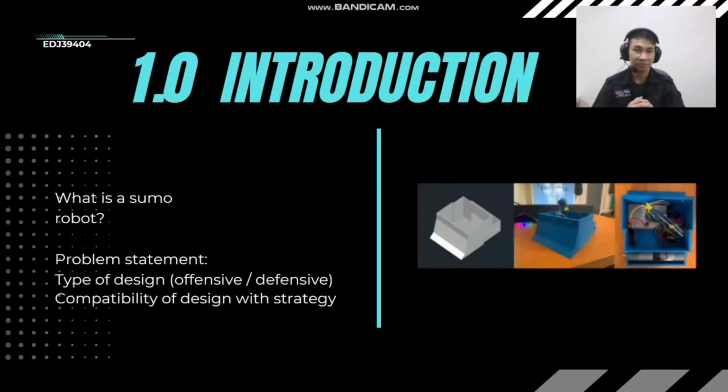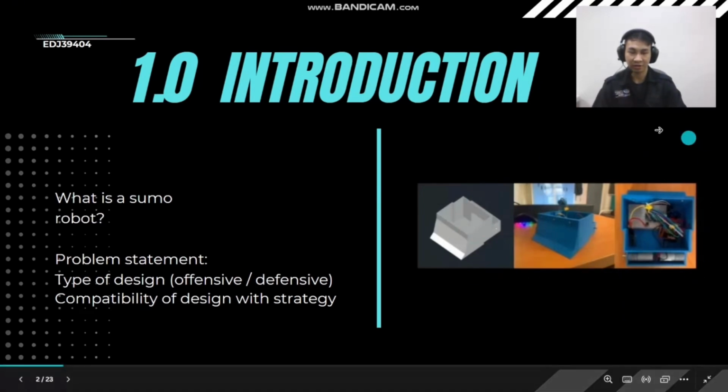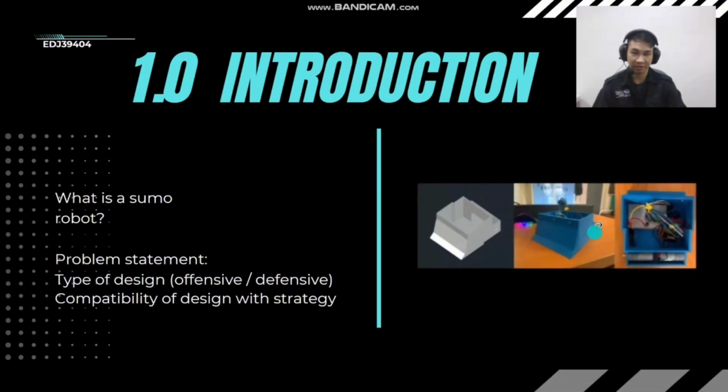So my problem statement for my project is, what type of design should I make? Is my design of robot offensive or defensive? And another problem statement is the compatibility of design with strategy. And the image on the right is the sumo robot design made by my senior that is going to be optimized for this project.